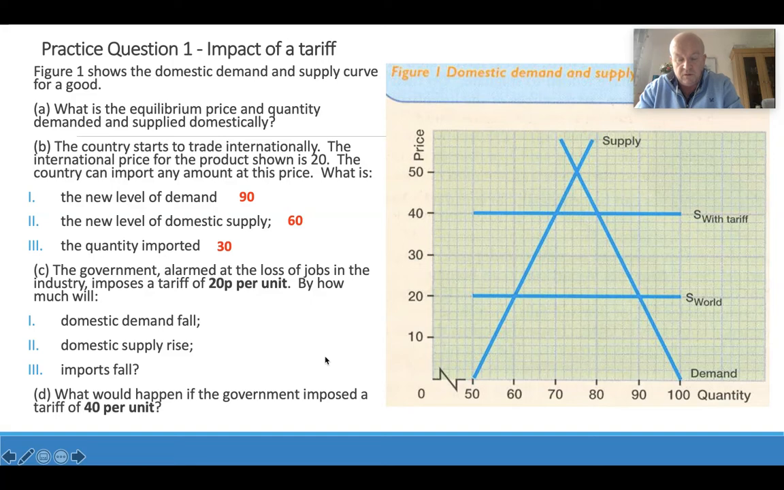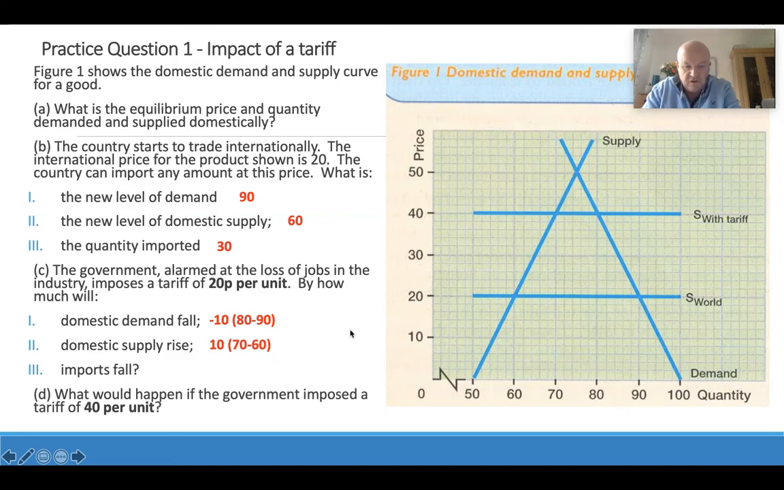So what will happen there then? What will happen to domestic demand? How much will it fall by? We can see that originally domestic demand at the original price was 90. Now in this instance, the demand is going to fall by 10 effectively. So we can see that it has gone from 90 down to 80, and so domestic demand would fall by 10 because of the extra price.